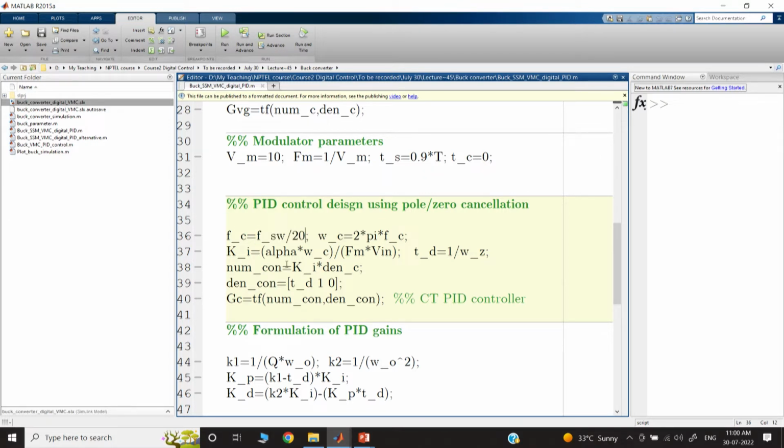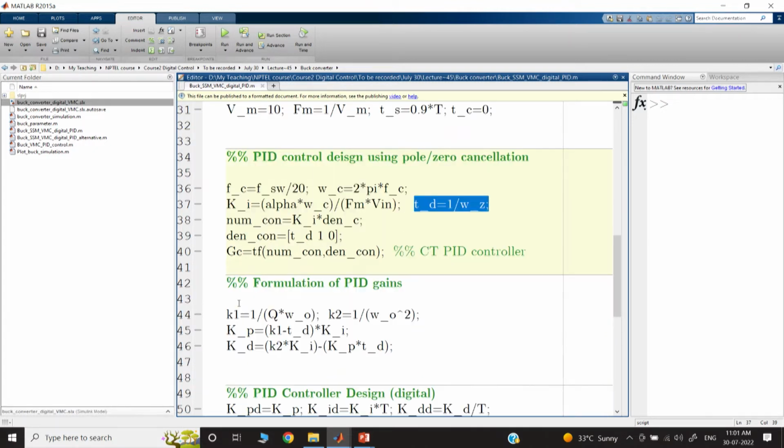Then all other controller parameters are decided, because we are using stable pole zero cancellation. First we need to know our desired crossover frequency, and accordingly it generates the integral gain. Then we find tau d, the derivative time constant of the practical PID controller, and that pole is used to cancel the ESR zero. We have discussed this in detail.